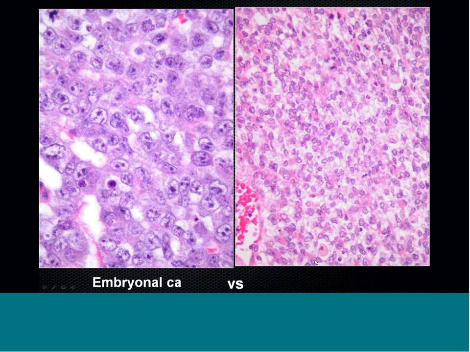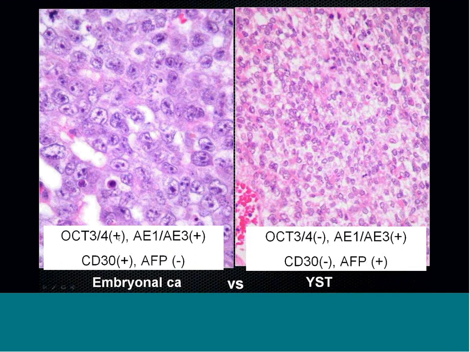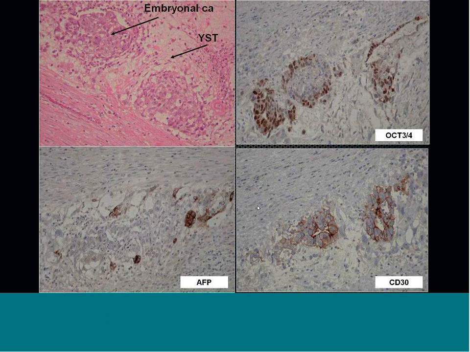Yolk sac tumor also has solid patterns, and sometimes the atypia in yolk sac tumors can show morphological overlap with embryonal carcinoma. Immunostains are helpful. OCT3-4 is positive in embryonal carcinoma, negative in yolk sac tumor. Both are cytokeratin positive. CD30 is positive in embryonal carcinoma, negative in yolk sac tumor, and patchy alpha-fetoprotein positivity is usually seen.